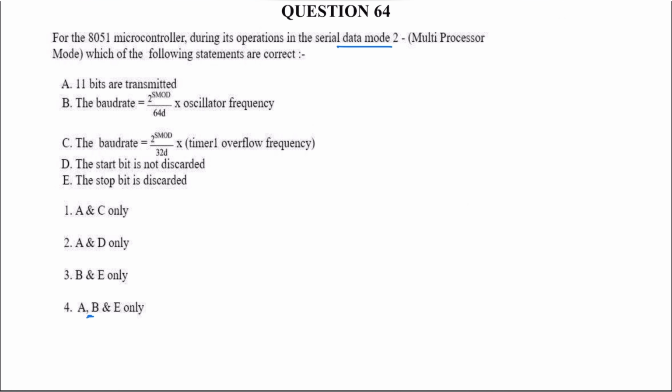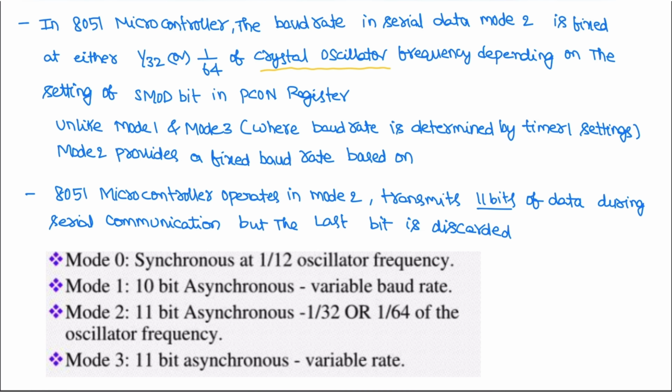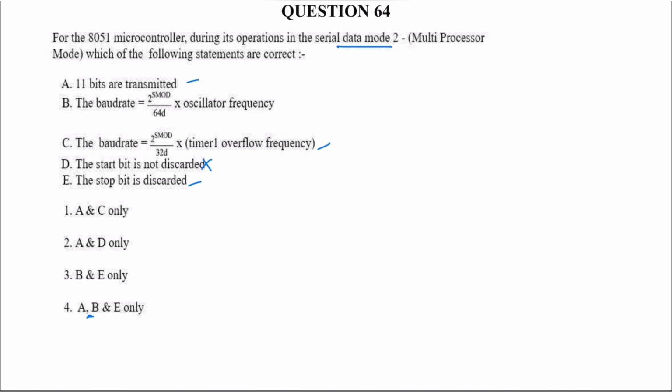Let us see the options. So 11 bits are transmitted. Option A is correct. The 11th bit is the stop bit. Stop bit is discarded. It is not a start bit. So statement E is correct, and statement D is wrong. And next, the frequency is 2 power SMOD by 32 into timer 1 overflow frequency. So the correct option is A, B, and E.